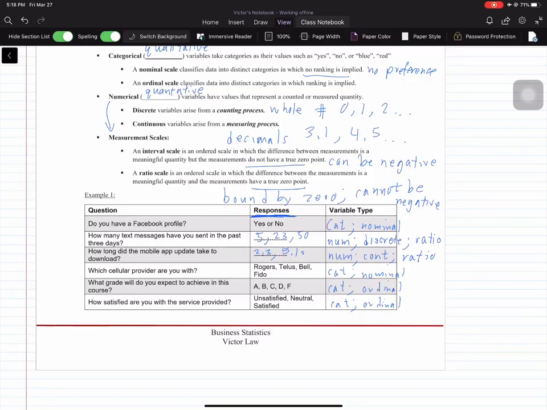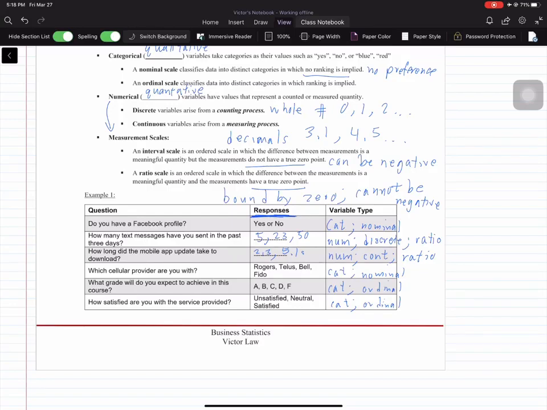Next is how many text messages have you sent in the past 3 days. You could have sent 5 text messages, 23 text messages, 50 text messages. These are numbers, so therefore these are numerical variables. And these are discrete variables as well, because we cannot send half a text message. We cannot send 4.1 text messages. Therefore, these are discrete variables. And these are also ratio scales, because we cannot send negative text messages.